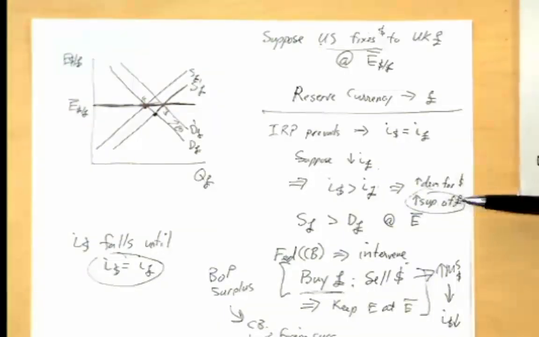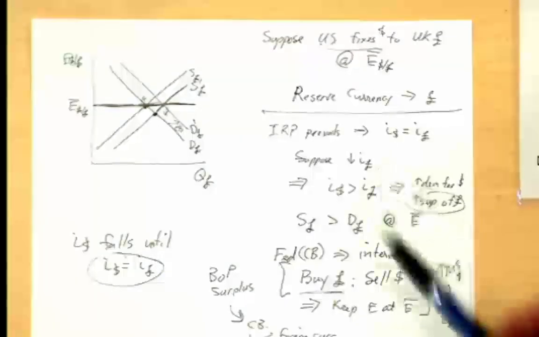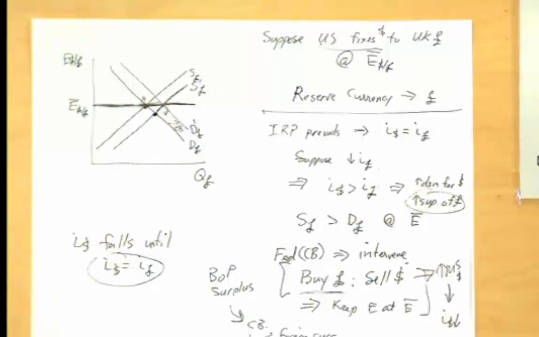In this case, the US. Is there an increased desire for your currency or the other country's currency? Your currency. Because the British pound interest rate went down, there's an increased desire for US assets. That's increasing the demand for US assets, and the central bank intervenes by running a balance of payment surplus to keep the exchange rate fixed.